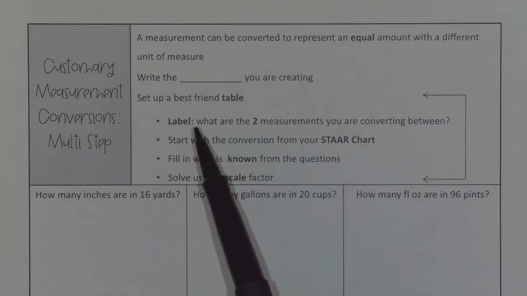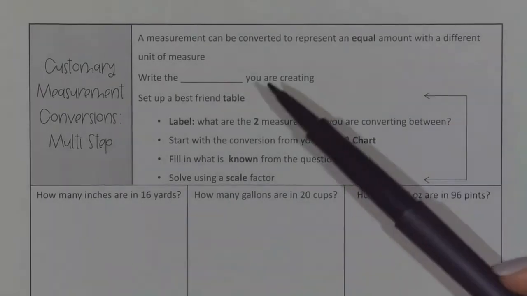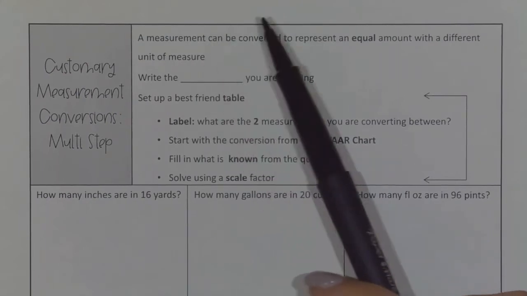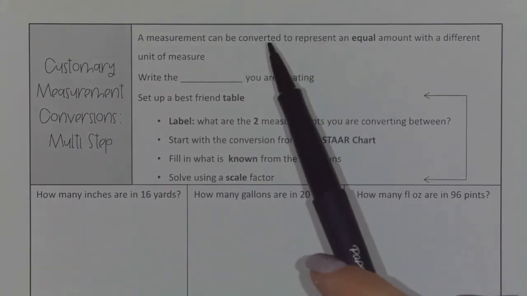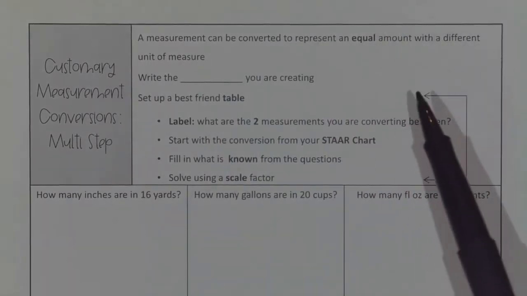And in fact, you can see that I've already filled it in for us here. But the only difference is with these multi-step problems, we have to figure out what I am converting between and how many steps it's going to take me to get there. So again, when we talk about measurement conversions, all we're doing is taking one unit of measurement and converting it, or changing it, to a different unit of measure that represents an equal amount.